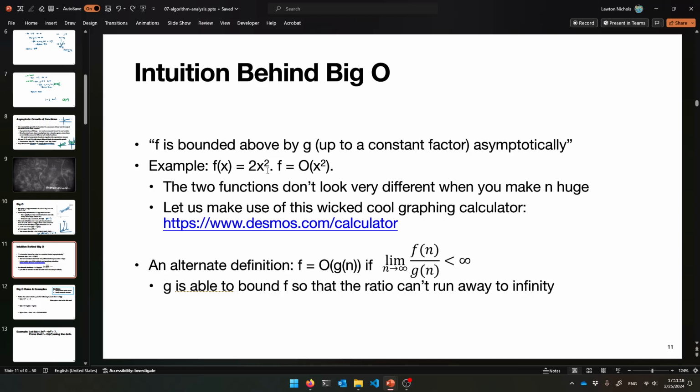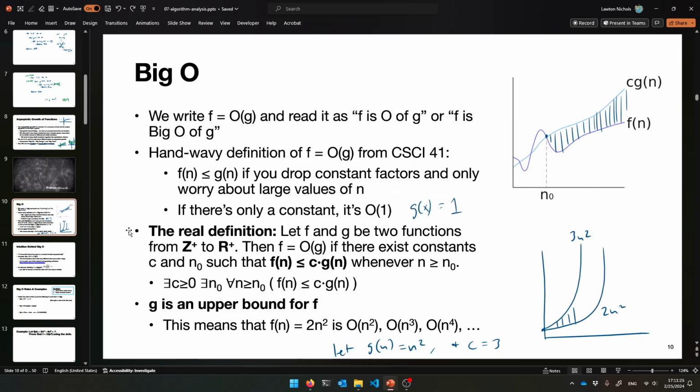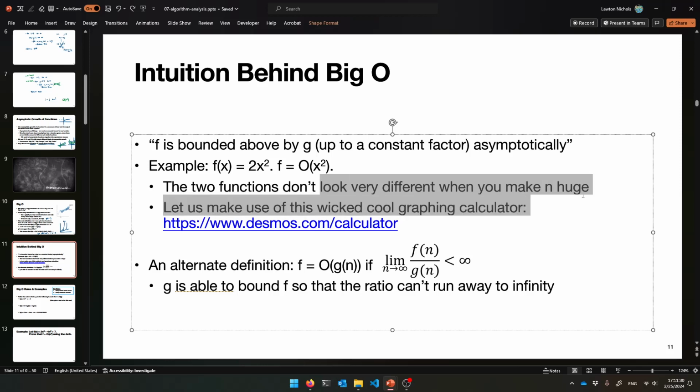All right? So why is this true? Why do we say that this is true? Why do we care about big O? Why did somebody invent this? It's essentially because when you zoom out, when n is large, these two functions, the function f of x equals x squared and the function f of x equals 2x squared, don't really look that different.